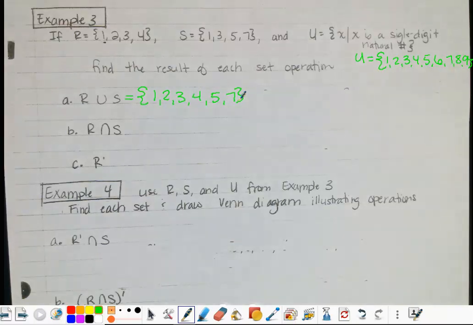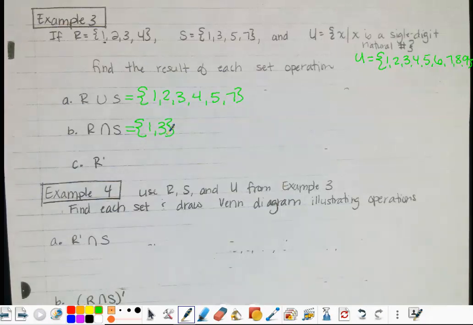Okay, B says R intersection S. What's the intersection? Okay, but what does intersection mean? What they both have in common. So R and S both have a 3 in common and a 1 in common. Okay, I knew you said 2 numbers, Tori. Thank you. I just didn't get them. So our intersection is set 1 and 3.